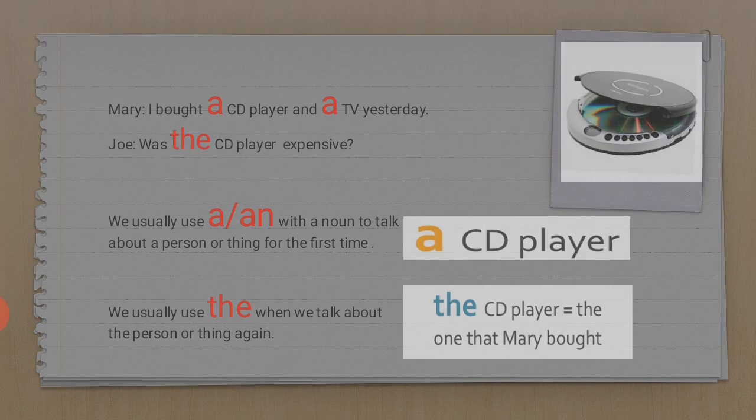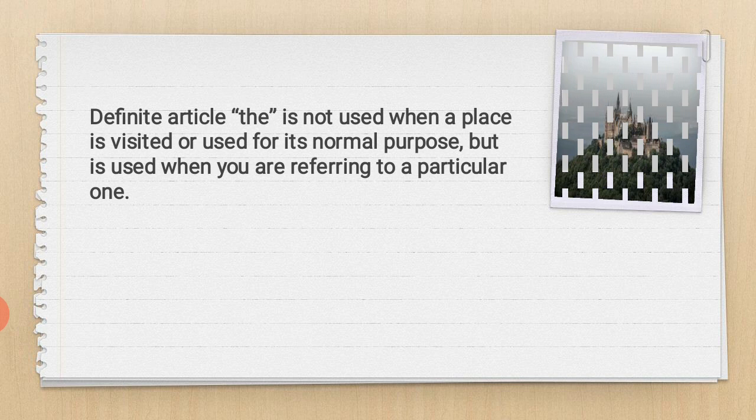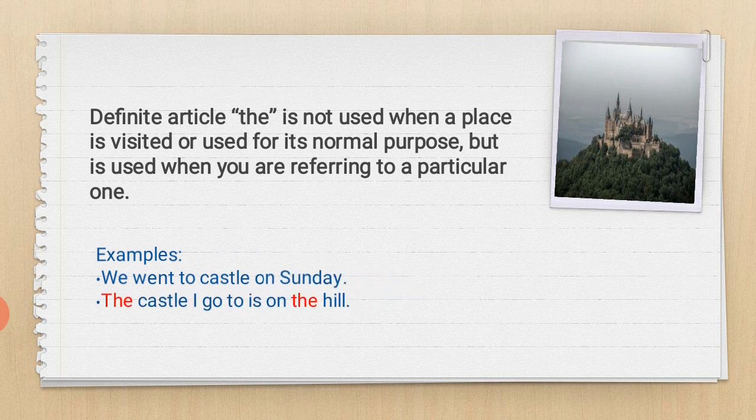Okay, now definite article the is not used when a place is visited or used for its normal purpose, but is used when you are referring to a particular one. Now see, it's a castle. Example: We went to castle on Sunday. The castle I go to is on the hill. Clear, children? So the definite article the is used when you are referring to a particular place.